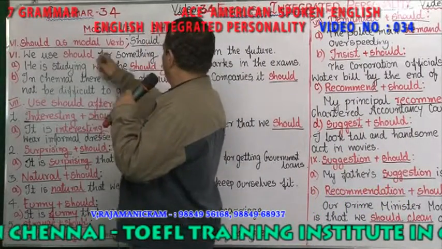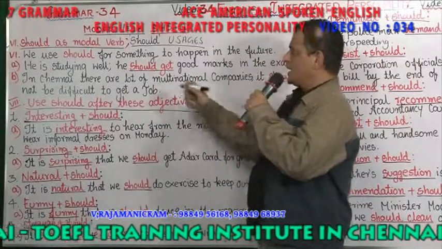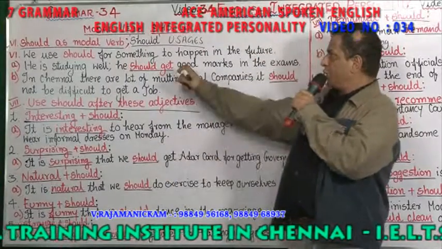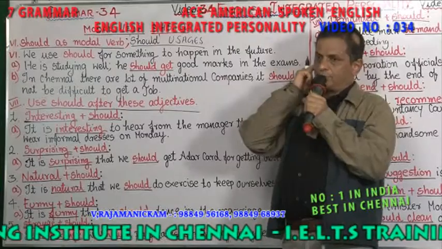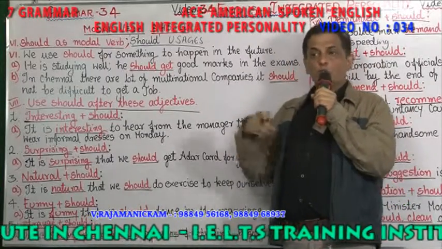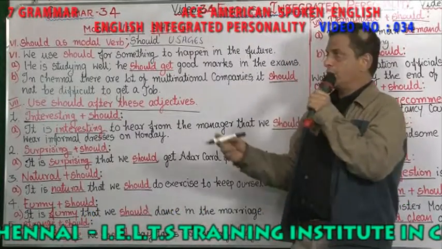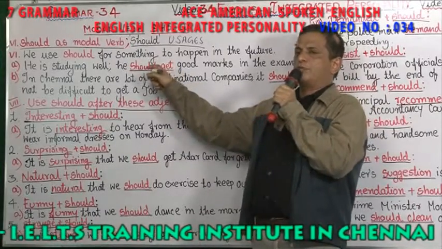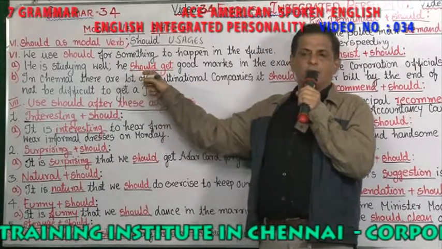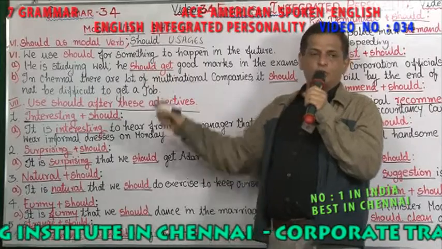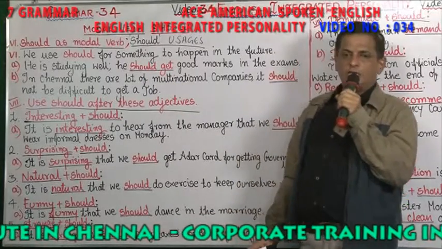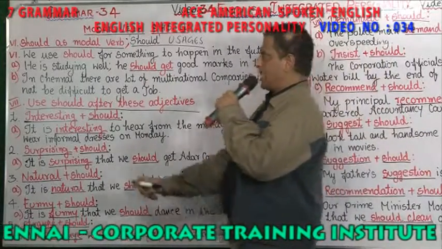See, we use should for something to happen in the future. He is studying well. He should get good marks in the exams. So he is studying well, so you expect him to get good marks. So your expectation of something from a person, there you are using should.